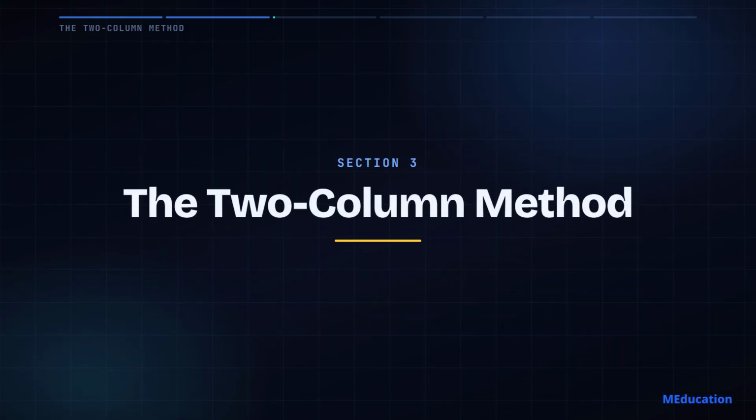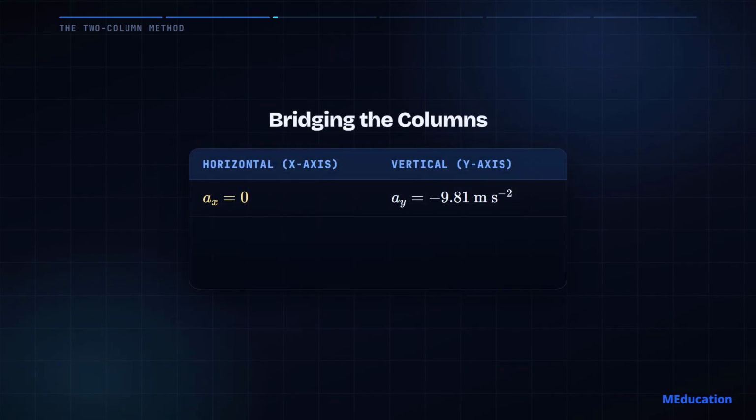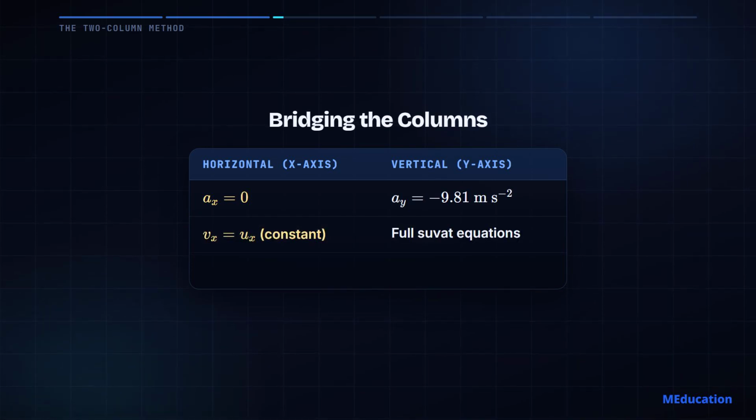Section 3. The two-column method. Because the two motions are independent, you must never mix horizontal numbers with vertical numbers. The A* method is to draw a line down your page and create two columns. In the horizontal column, acceleration is 0, so velocity is constant. In the vertical column, acceleration is negative 9.81 and full suvat applies. The single quantity that connects these two columns is time. The projectile is moving horizontally for exactly the same amount of time that it is moving vertically.